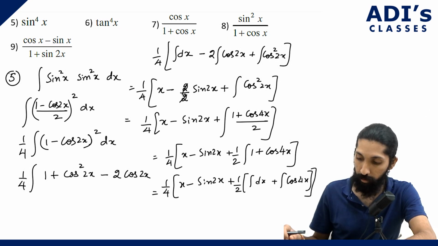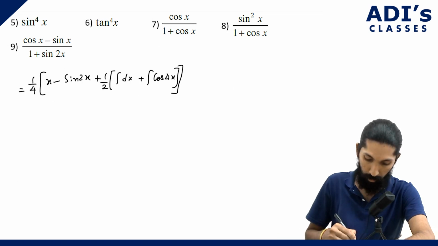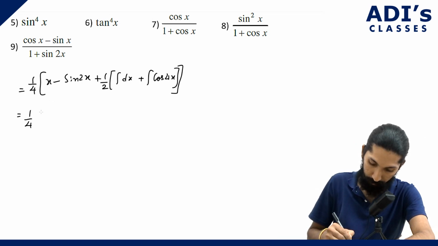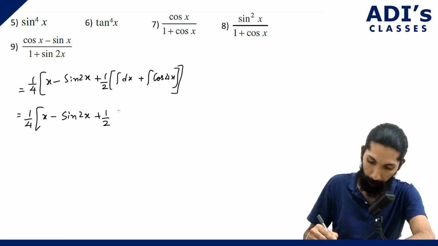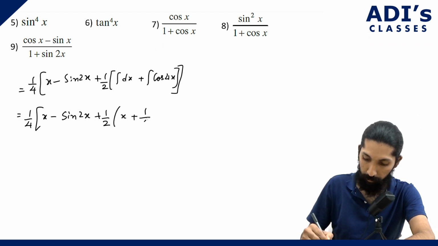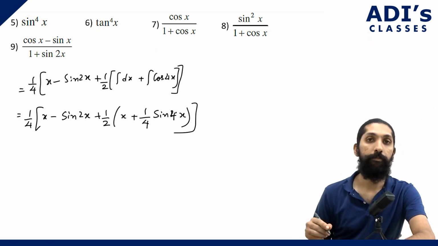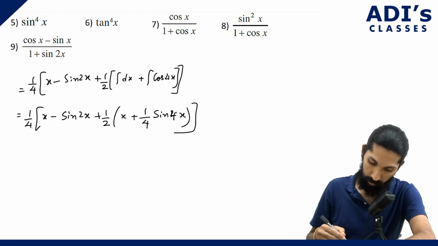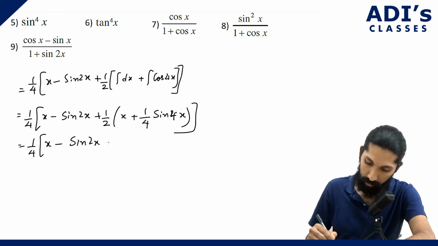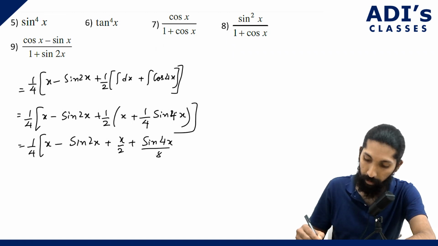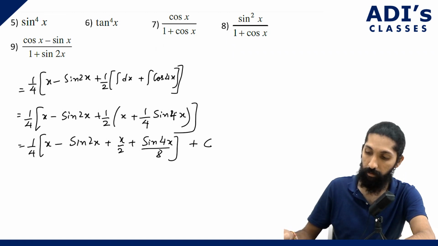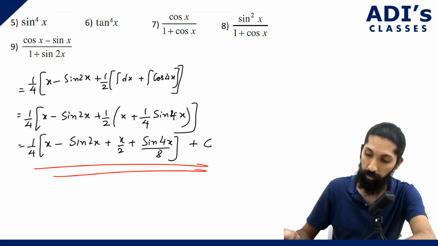Now finally you guys can do it quite easily now, correct? You'll have 1 by 4 into x minus sine 2x plus half into x plus 1 by 4 sine 4x, correct? Multiply the half into the inner part. So you have 1 by 4 into x minus sine 2x plus x by 2 plus sine 4x divided by 8 plus c. Final answer. This is the final answer.